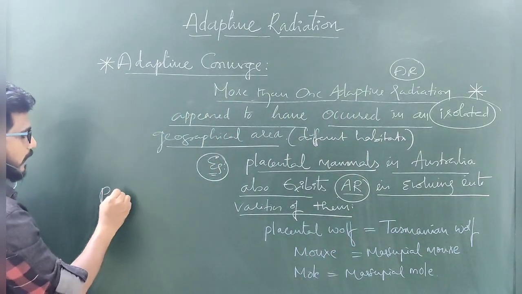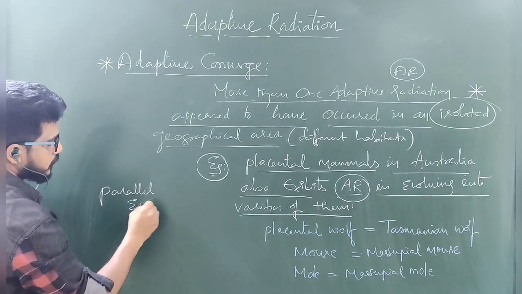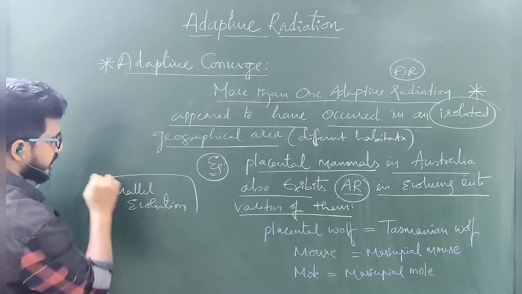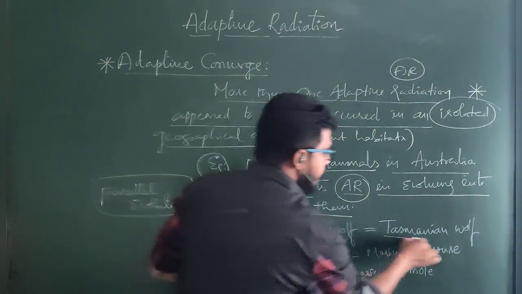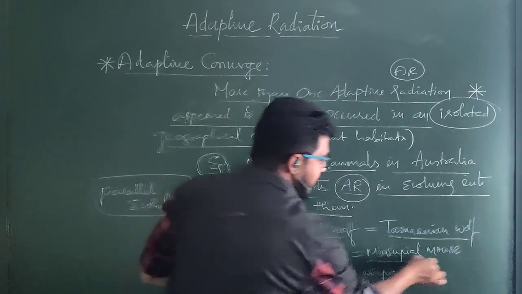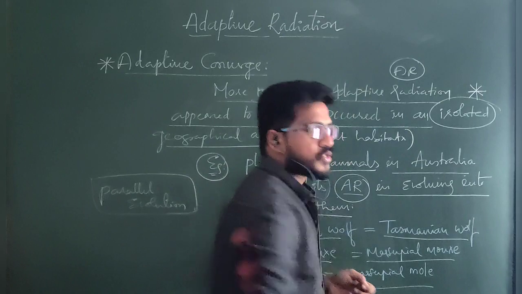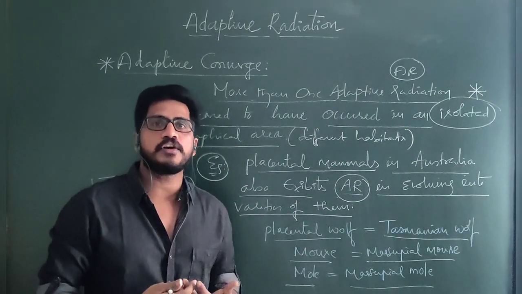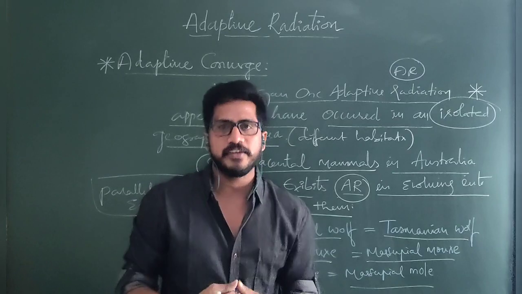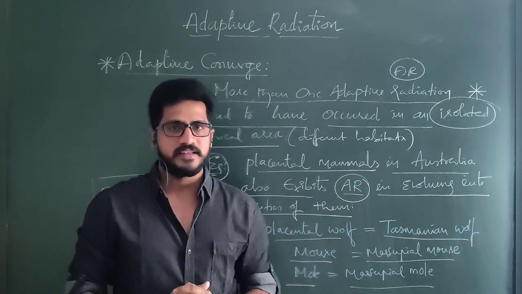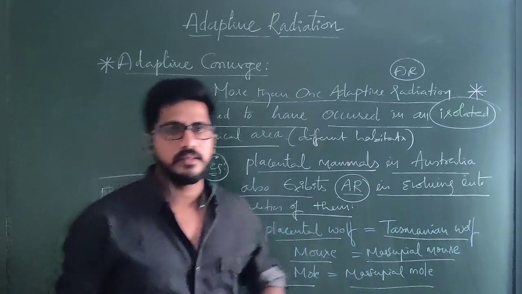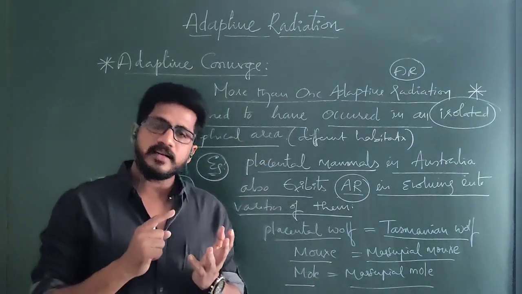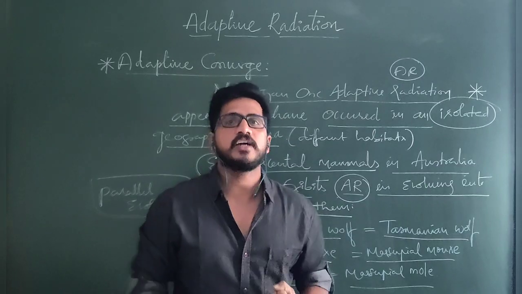They also exhibit adaptive radiation in evolving into varieties. That is called parallel evolution. One is forming in one place, and at the same time another is arising in a different geographical area. Placental wolf and Tasmanian wolf. Mouse and marsupial mouse. Mole and marsupial mole. This is how different types of species arise in two different geographical or isolated areas. I hope you understand the difference between adaptive divergence and adaptive convergence.